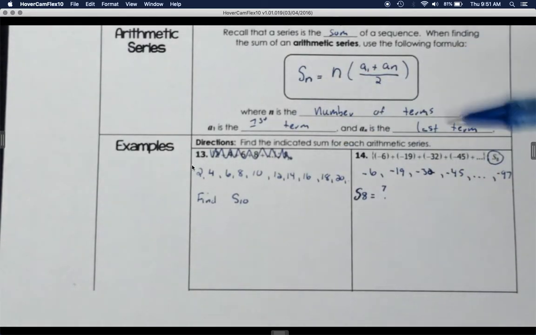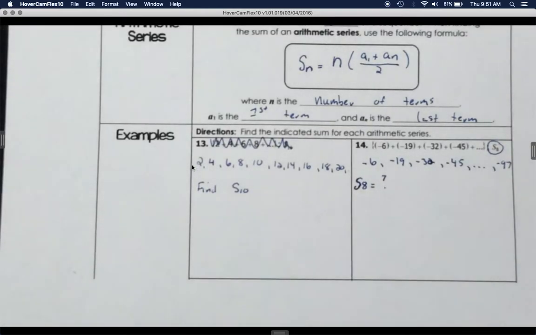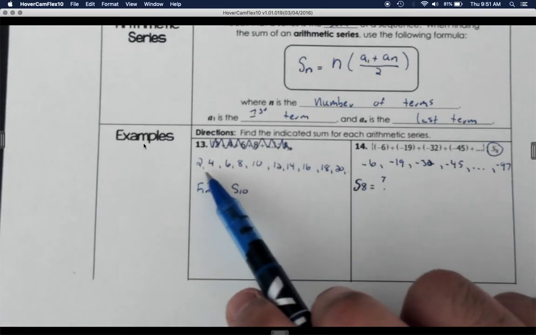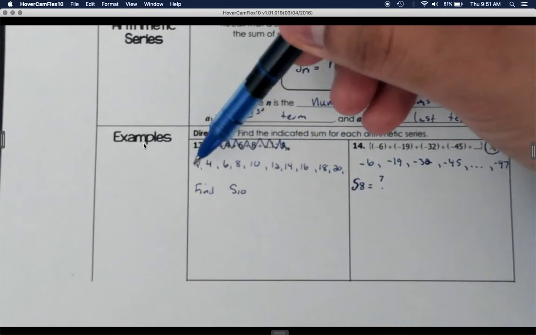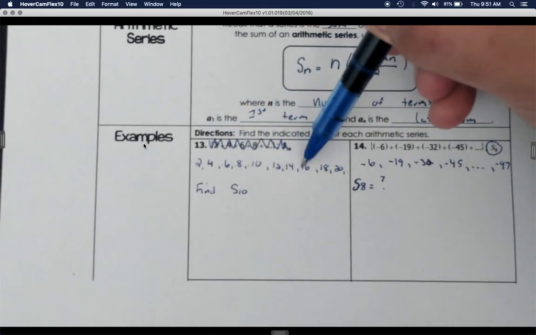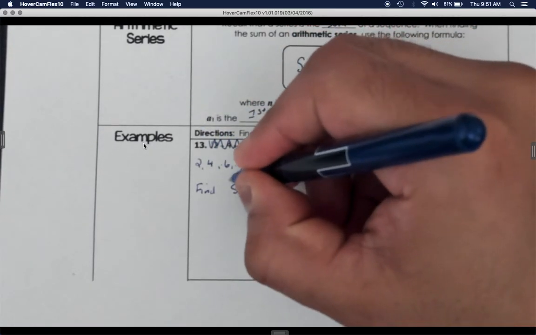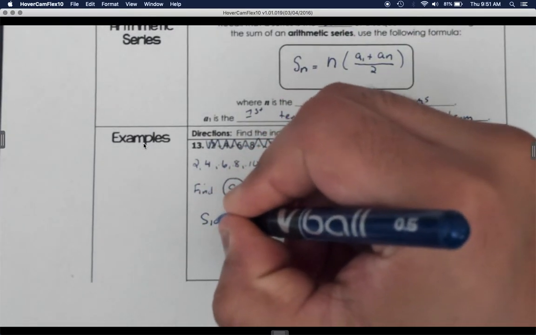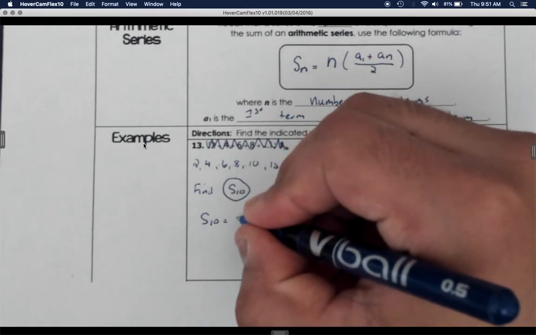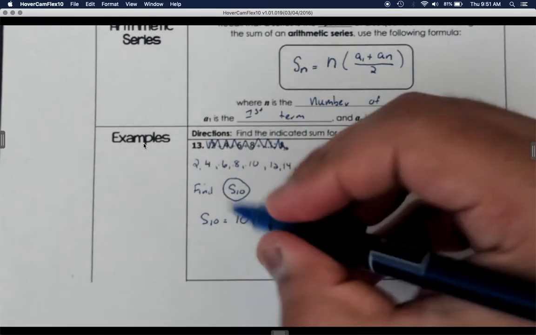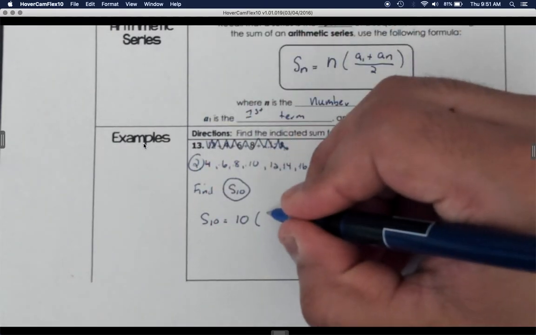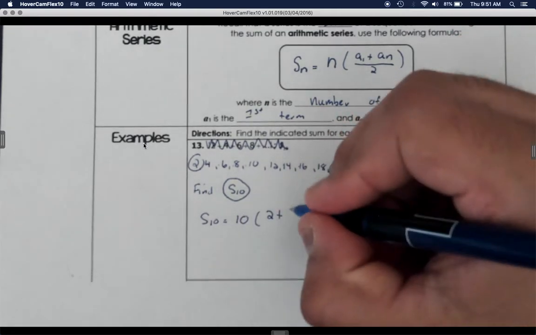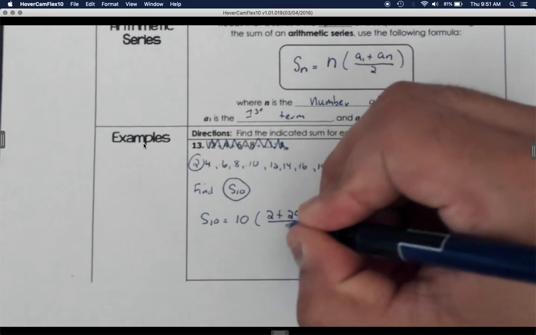Now we're going to learn how to use it. Notice that I have a sequence here. I want you to find the arithmetic series, so I want you to find the sum of all these numbers. Now notice I have 1, 2, 3, 4, 5, 6, 7, 8, 9, 10. So I'm going to find the sum of the first 10 terms. So S sub 10 is going to be equal to n. How many terms do I have? 10, times my first term, which is 2, plus my last term, or my 10th term, because I'm finding the first 10, which is 20, divided by 2.